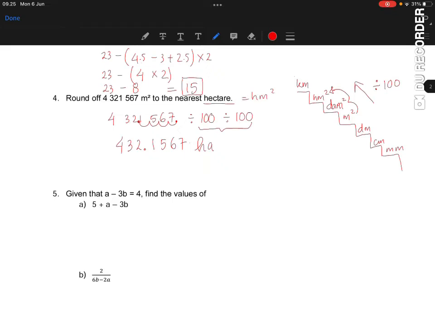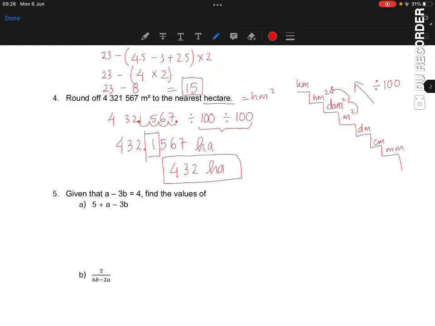To the nearest hectare, it means you need to leave it in the whole number. We have to stop at the decimal, right? Decimal place. Then pay attention to the next number, which is a 1. It means it's less than 5, so you don't need to round it up. So you will have 432 hectare. Finish. This one is the final answer.